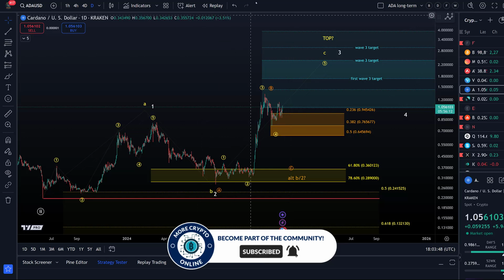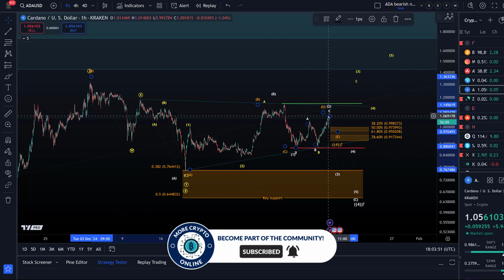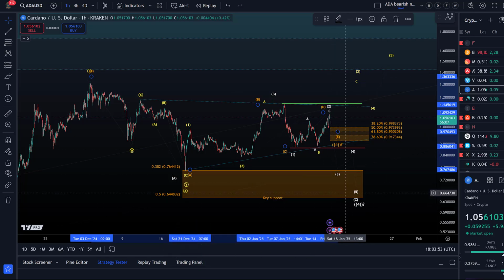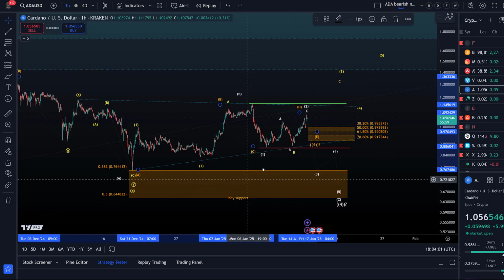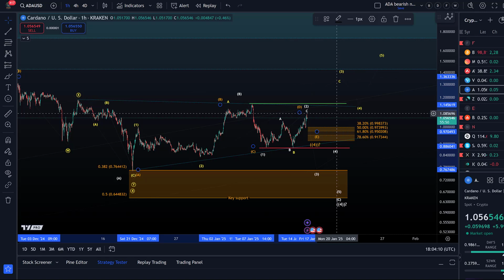On the smaller time frame, the main question is, do we need another test of the lower support area here or not? Do we need another test of the area between 64 cents and 76 cents? It's certainly not needed. And I guess if Bitcoin has bottomed, then the assumption would need to be that ADA has bottomed as well. That's not necessarily always the case, but it is something that we definitely have to consider here, given that the price has not broken below the 20th of December low.